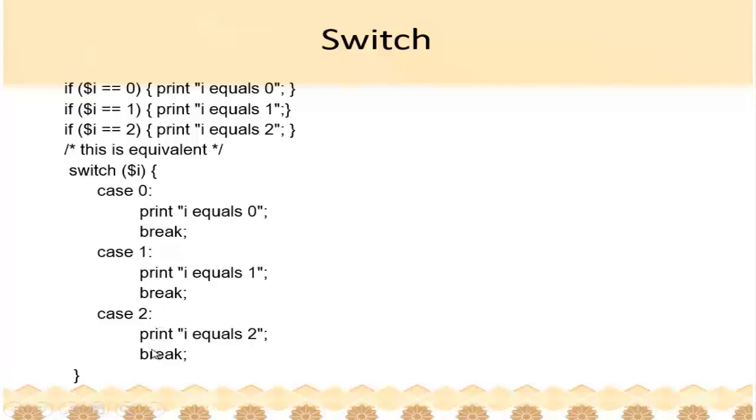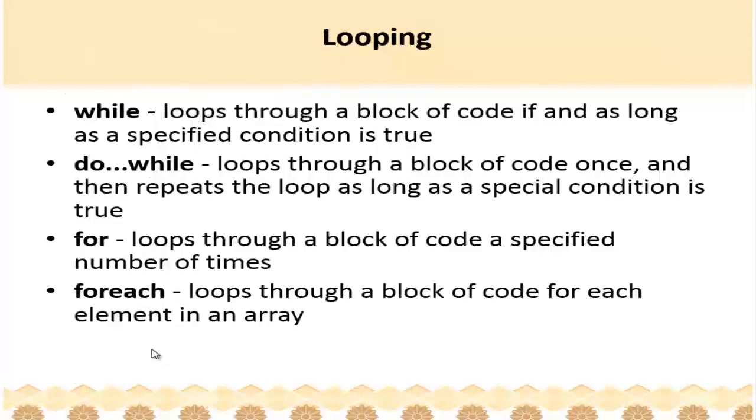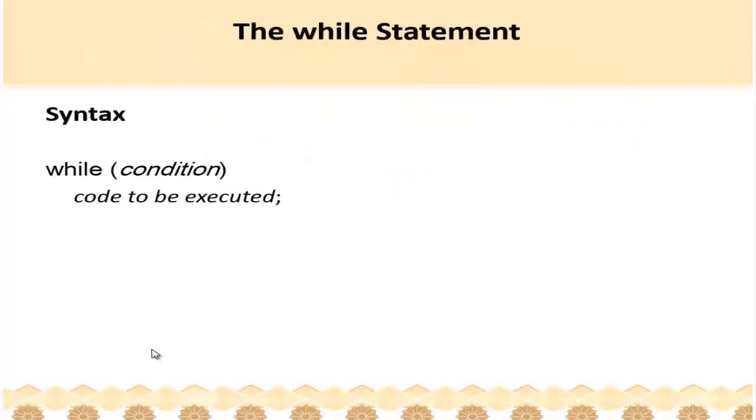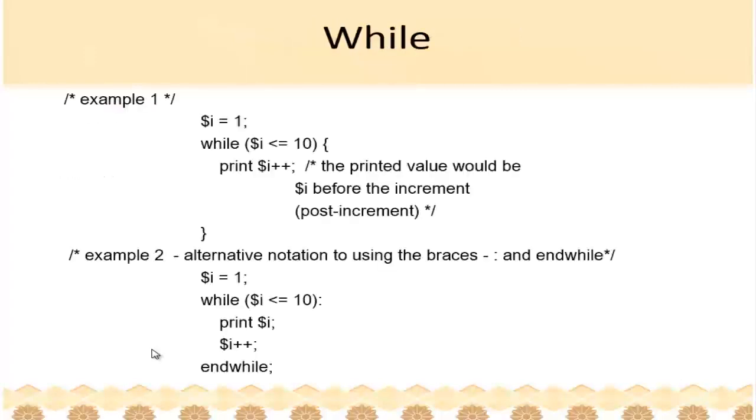A case, you can have a number of cases, and the default is optional, like other programming languages. We have while, do while, for, and for each. While has the same meaning, do while has the same meaning, there is nothing different inside both of them. You have a condition and you have a set of statements that need to be executed, except one thing.